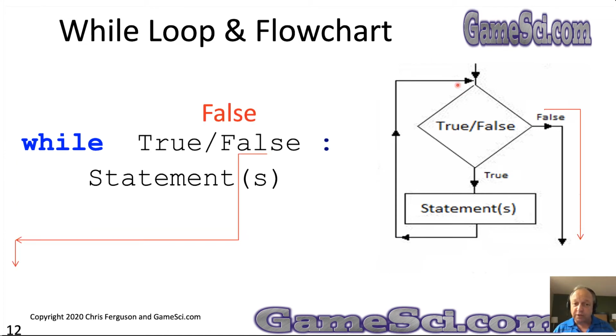Finally, or eventually, we reach a point where this condition goes to false. When this condition goes to false, we will exit the loop, which means skip the indented code and pick up below the while loop, the non-indented code after the while loop. Now that was very generic. Let's look at a real example of a while loop with variables and actual executable code.